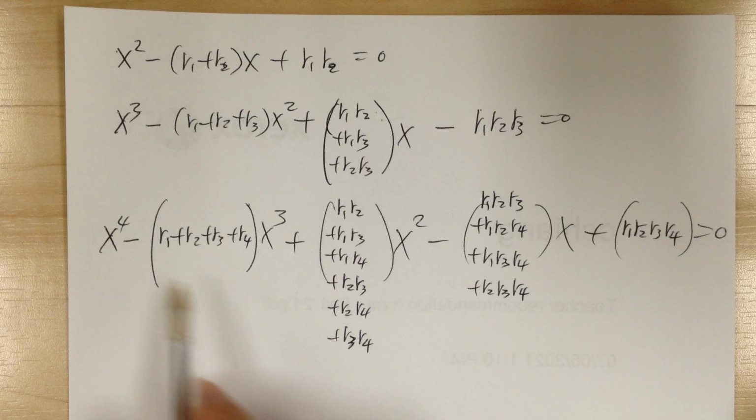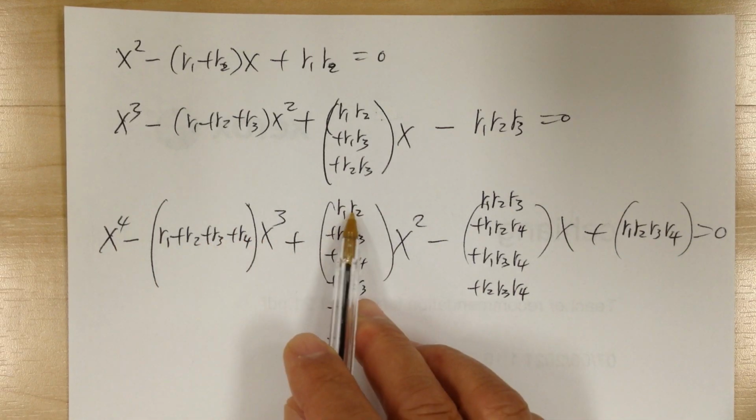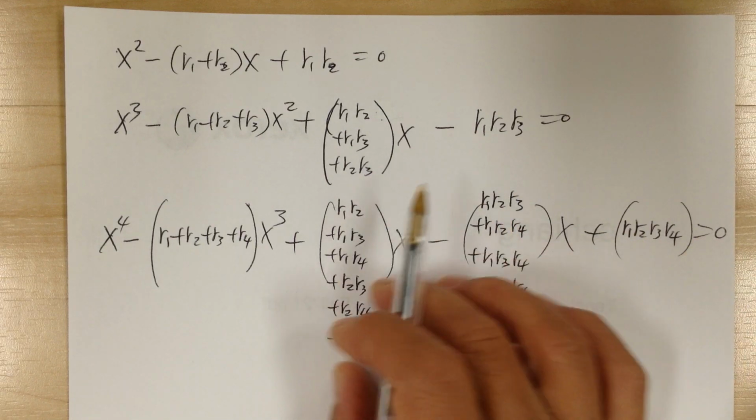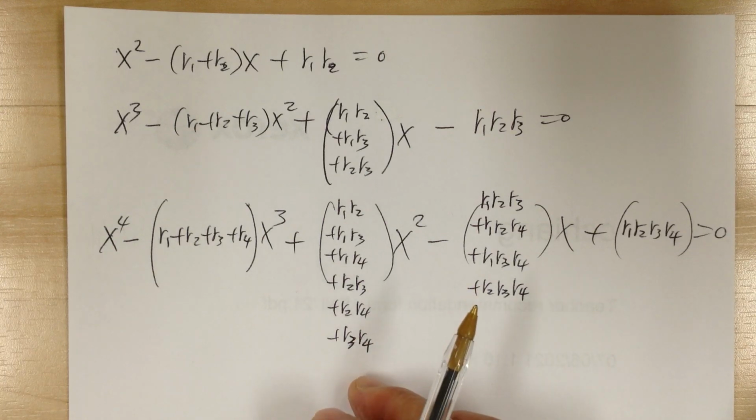Okay, and the roots would be taken none at a time. You take 1 at a time, take 2 at a time, take 3 at a time, take 4 at a time, and you get all the combinations within that. Okay? So that is your root formula.